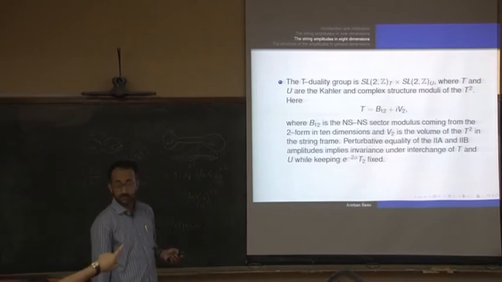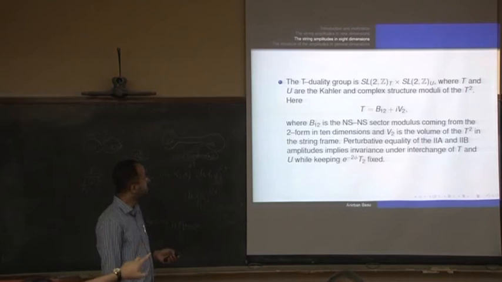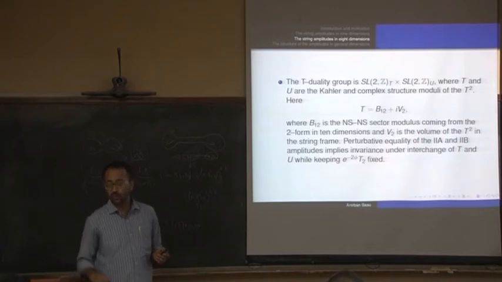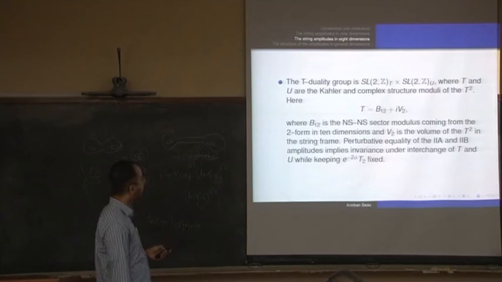So, sorry, the T duality group is this times. I mean, the first part is the T duality group, and the second part is... No, the whole part. This is really O. This is O to 2Z. Right, O to 2Z, right? So it is invariance, at least for the amplitude.